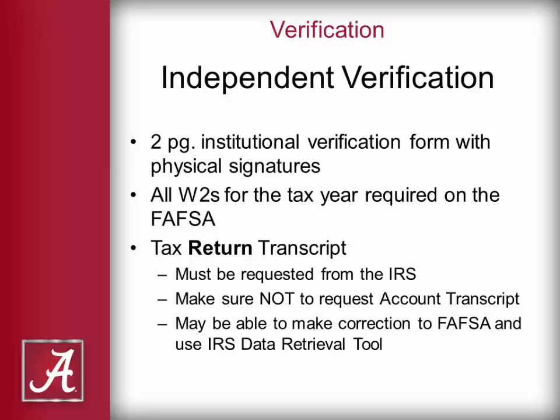Independent students would be those students that are not required to submit their parental information on the FAFSA application. For independent students, the verification requirements, the documentation is the same. Still need the 2-page institutional verification form with signatures, except now the signatures are going to be the students and their spouse if they have a spouse. All W-2s for both the student and the spouse from the tax year that's required on the FAFSA, and then tax return transcripts as well.